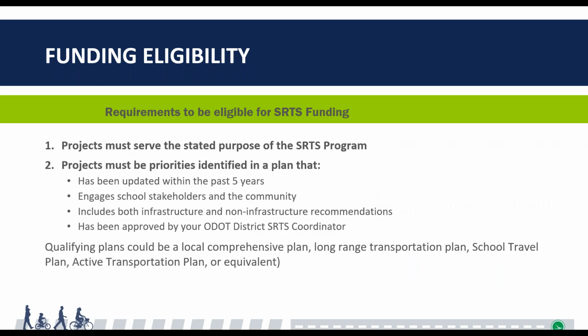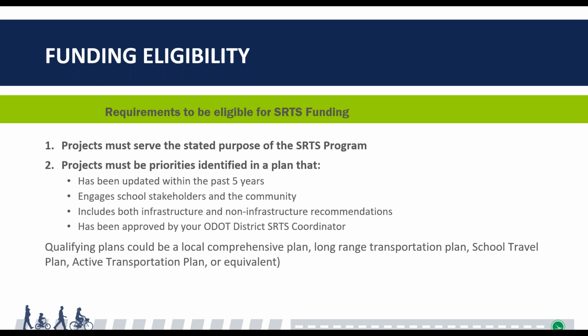That plan needs to be updated within the past 5 years. It needs to engage school stakeholders and the community. It needs to be comprehensive in that it includes both infrastructure recommendations and non-infrastructure recommendations. And the plan needs to be approved by your ODOT District Safe Routes to School coordinator, which is a simple process of just emailing them the plan seeking approval. And they will be looking for these bullet points.